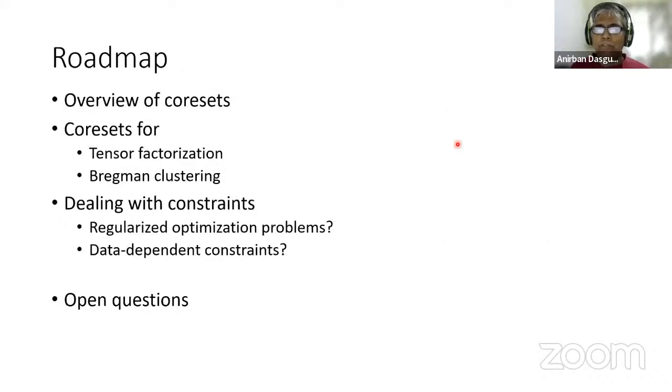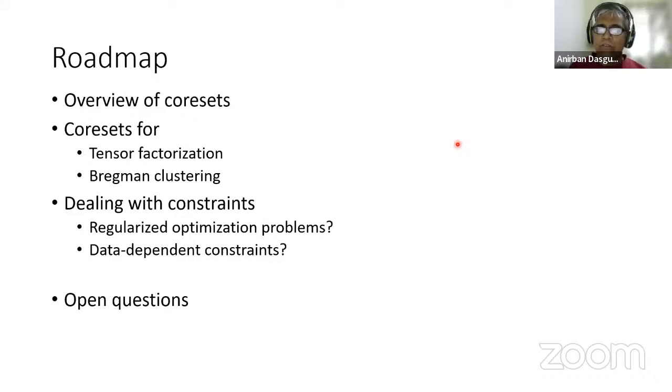Here's the roadmap at the top. I'll give a brief overview of what coresets are. I'll talk about two new results: one on coresets for tensor factorization, where I'll introduce the problem, and another one on coresets for what is known as Bregman clustering. This is a generalization of K-means clustering that all of you might have already seen. Next, I'll talk about another set of results on how to deal with coresets for optimization problems with constraints.